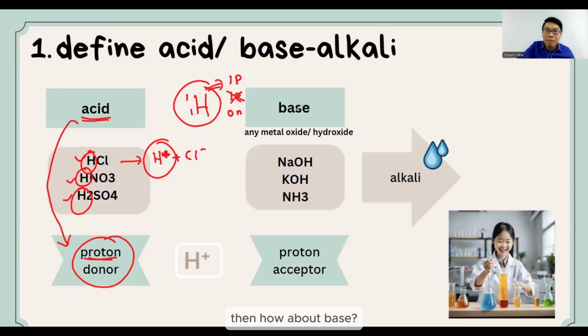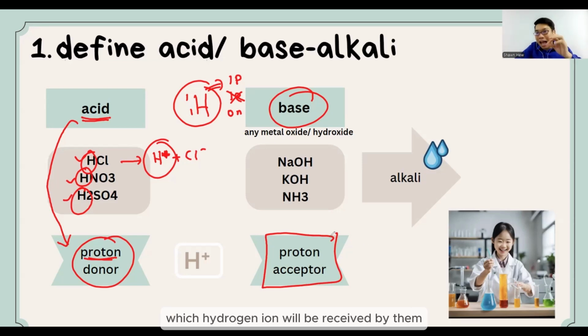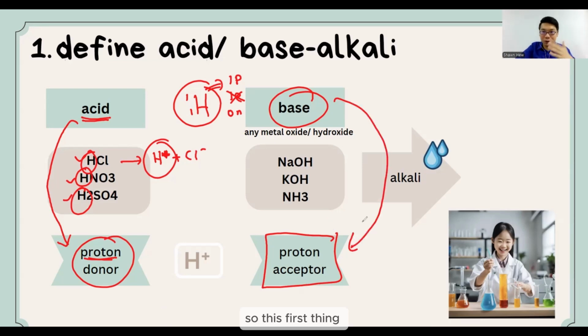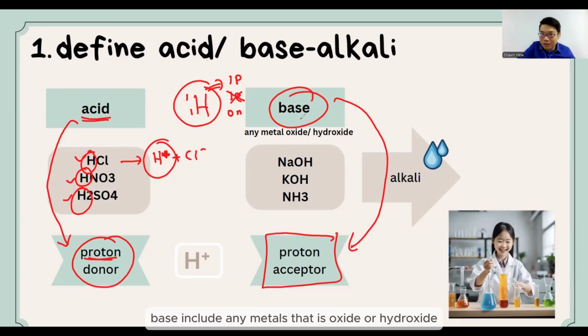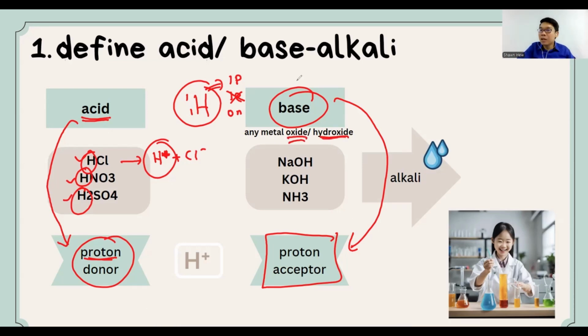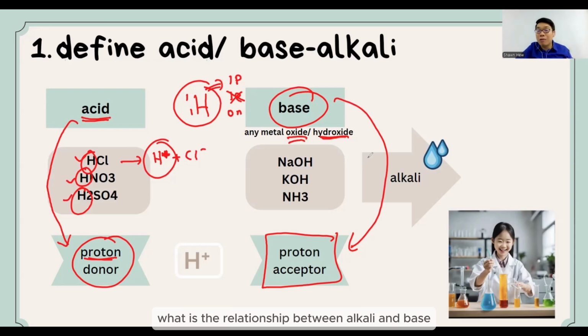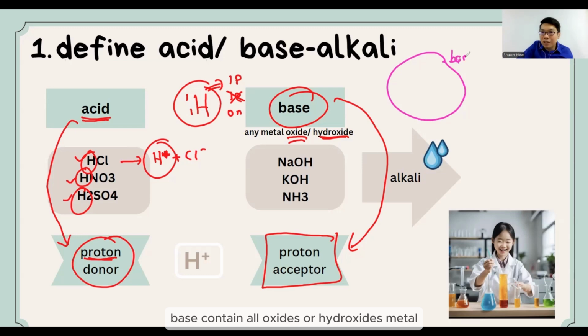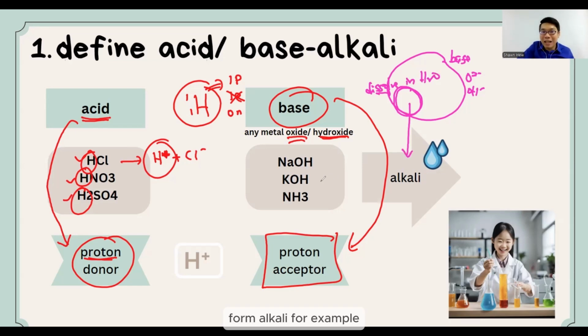Then how about base? Base is the reverse: the substance that can accept proton, where the hydrogen ion will be received by them. So that's the first thing. Second thing, bases include any metal oxides or hydroxides. So after we learn base, what is the relationship between alkali and base? We need to know base contains all metal oxides or hydroxides. Out of these bases, there are some that are able to dissolve in water to form alkali, for example, sodium hydroxide, potassium hydroxide, and ammonia. All of these are able to dissolve in water, then we call them alkali.